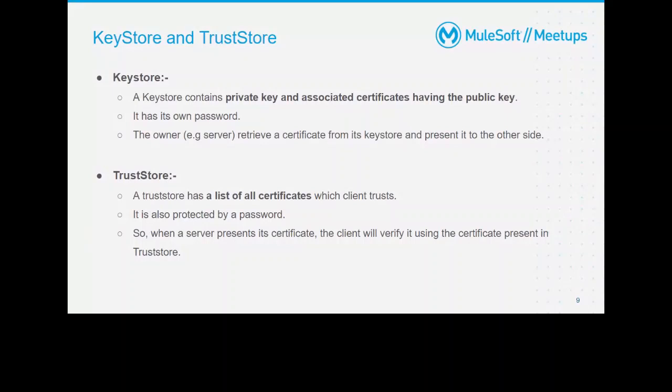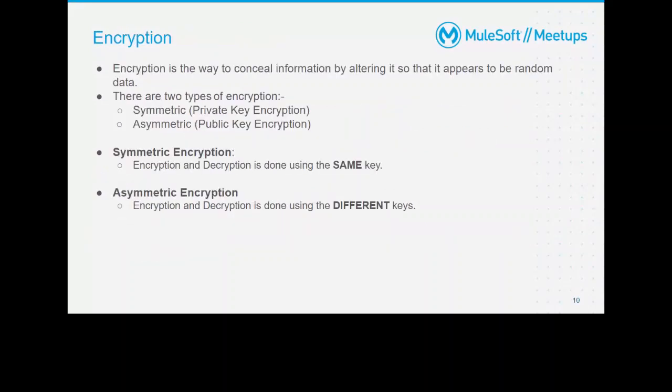Now we'll see what encryption is. Encryption is the process of converting your original message or original text to a form which is non-human readable, or non-comprehensible, which we also call ciphertext. It's a way to conceal information by altering it so that it appears to be random data. There are two types of encryption: one is symmetric and the other is asymmetric. Symmetric we also call private key encryption, and asymmetric we call public key encryption.